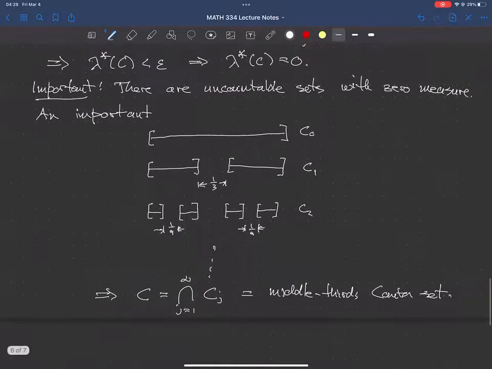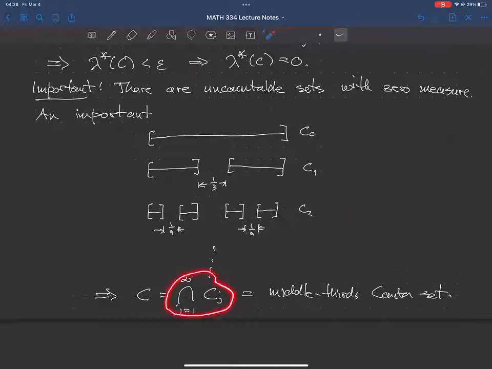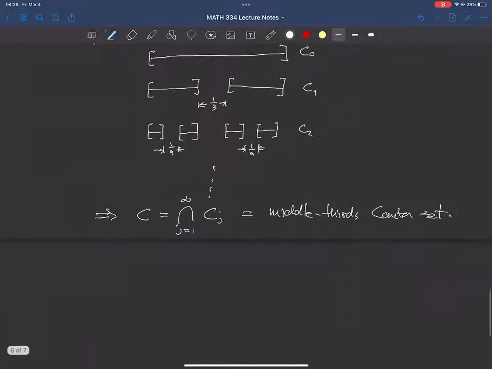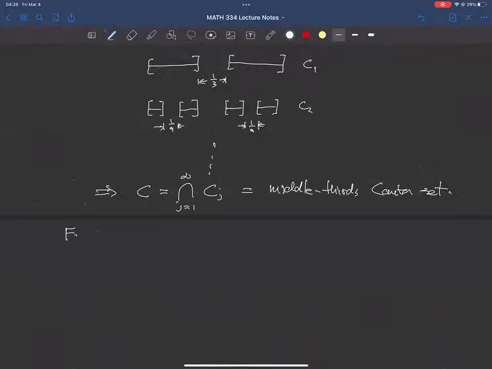You have to do a bit of work to understand what goes on when you take this infinite intersection. What properties does this set C have? I only really care here about two properties: what's the outer measure of C, and what's the cardinality of C? And the fact is, C is uncountable.